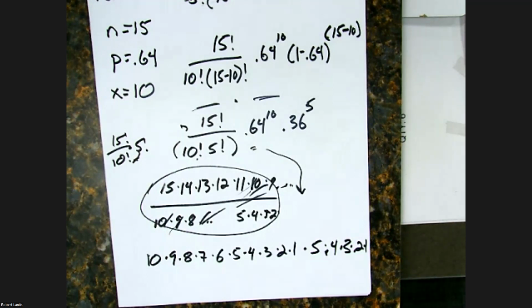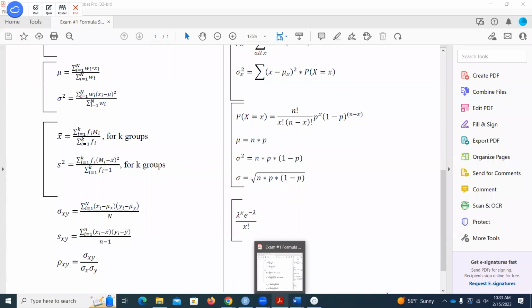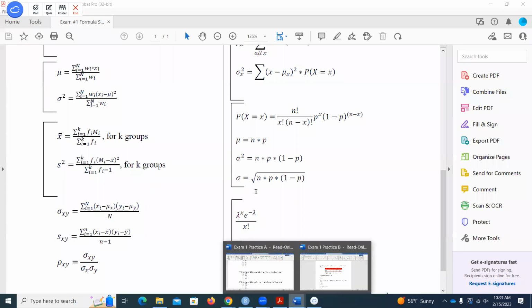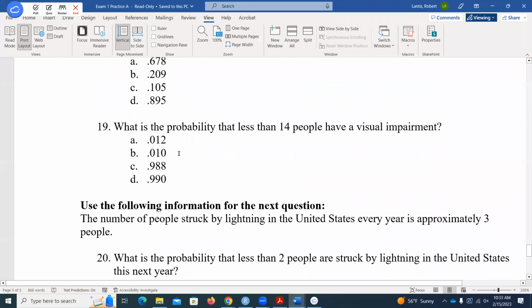Any other questions on that one? We'll do one more example here too with the binomial. So let's instead think about one where we've got to use some other rules. What's the probability that less than 14 people have a visual impairment?